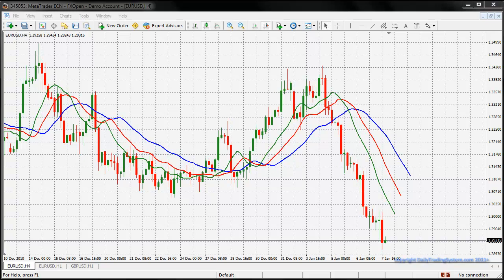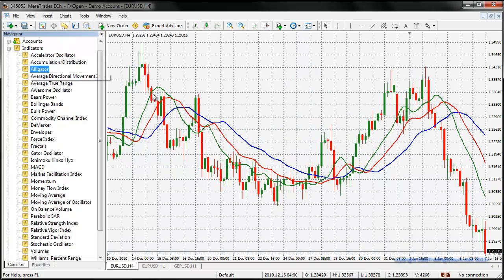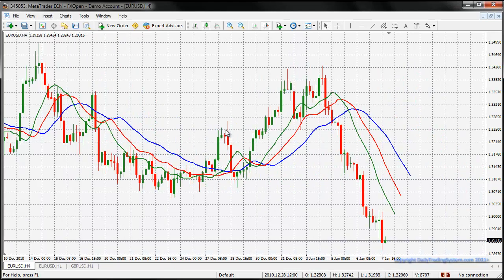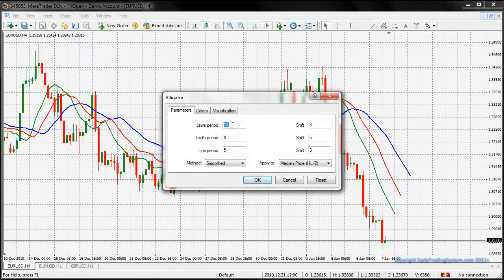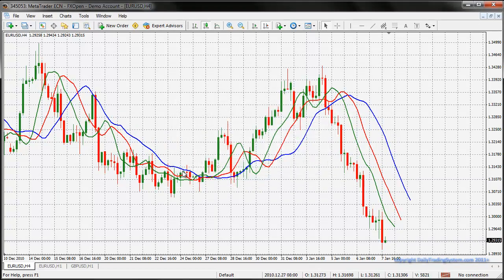And what we have here on the chart is the Alligator. Now the Alligator is a bit of a weird indicator. It uses chart shift and it uses moving averages as well, and it's using a smooth moving average. You can change these around to whatever value you want, really.